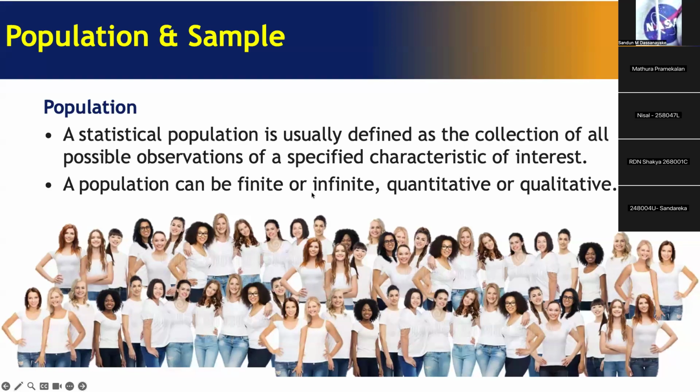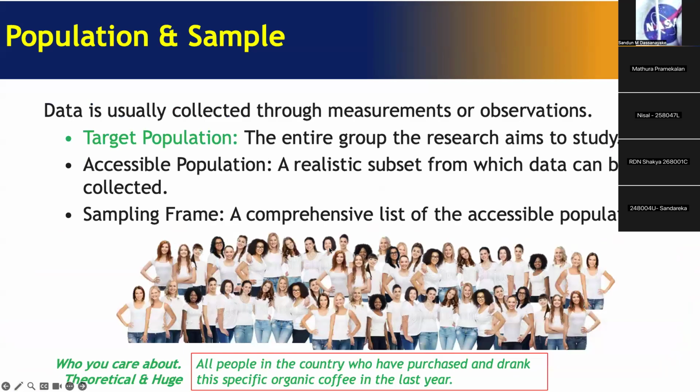And a population can be finite or infinite. So in the world, because the Earth is the only known world to have females, we can say it's finite. It's not infinite. And also it's a quantitative population, so we can count all the females in the world. Now let's go to the next one. That's population. But we cannot go and collect measurements or observations about all the females in the world.